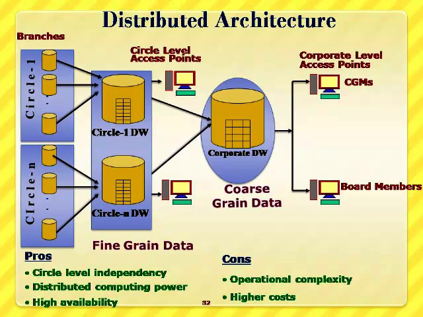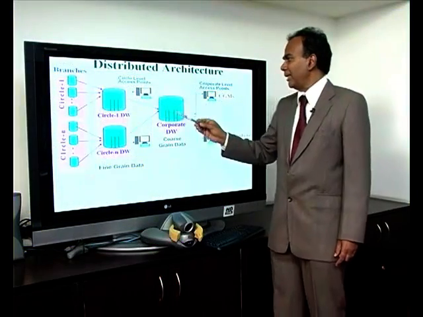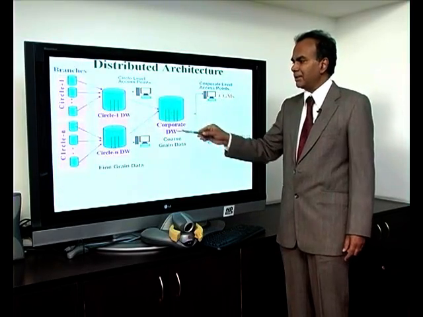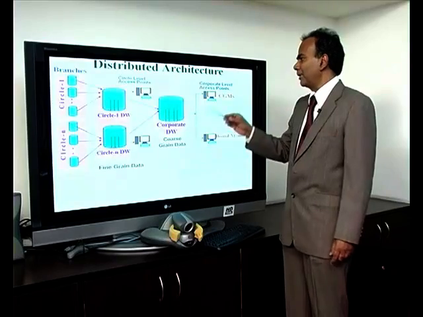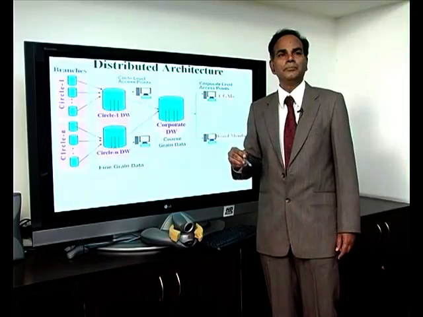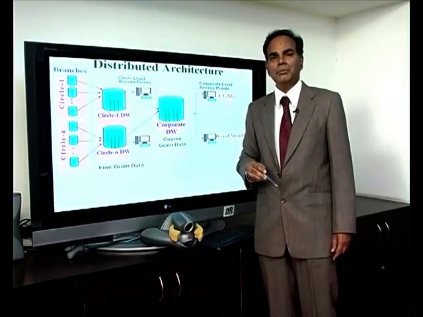So here the data warehouse is distributed across the circles, and this gives the circle level data warehouse. Circle level people will be obtaining reporting and monitoring information from the circle level access points, whereas the corporate people will be accessing strategic information based on the summarized data from their access points. So this is the distributed architecture. What are the pros and cons now of this model?